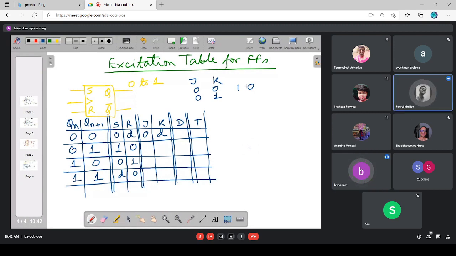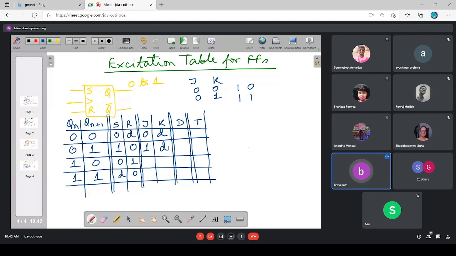Or is there any toggling? Yes, by toggling. So what should be the input then? 1 1. So 1 don't care. There is once again no specific value required for K. K may be of anything. If my J is 1, that will be sufficient. So the required excitation is 1 don't care.